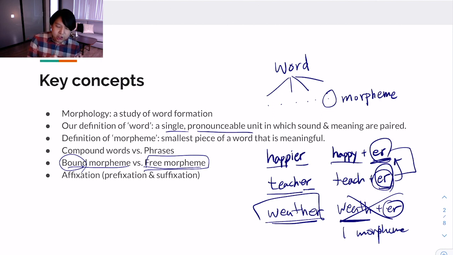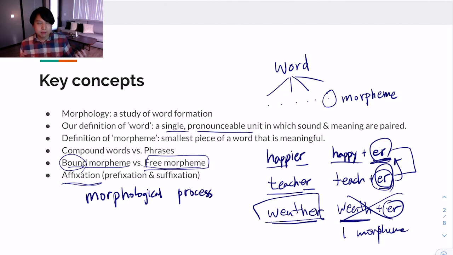And affixation is a process, is a type of morphological process. Compare this with the phonological process. Morphological process is a process where morpheme is introduced, deleted, changed, or transposed. Those kind of processes that has something to do with morphemes are morphological process, and affixation is a part of it. And we learn two different affixations. One is prefixation, the other is suffixation.